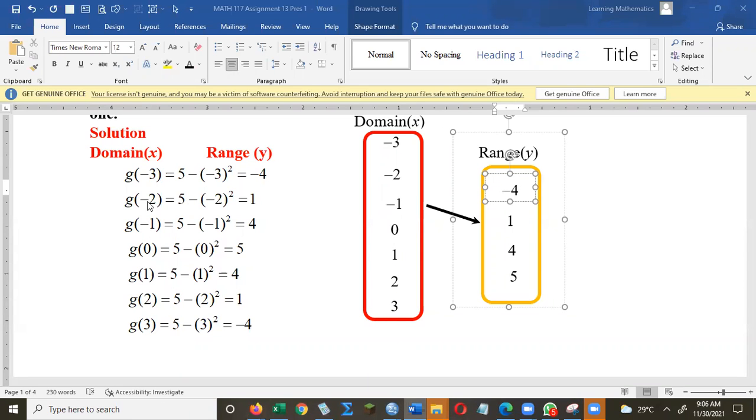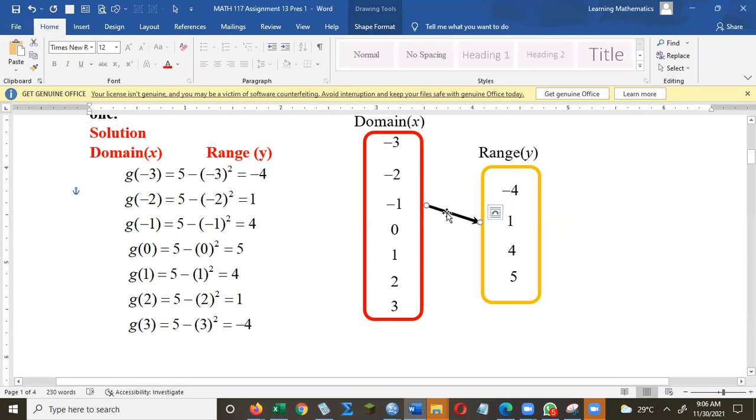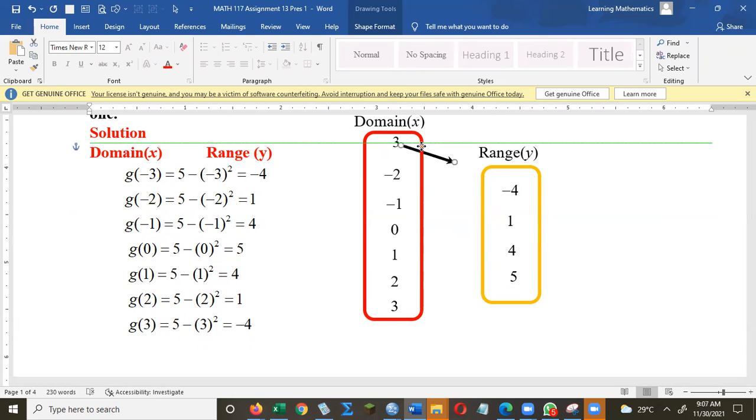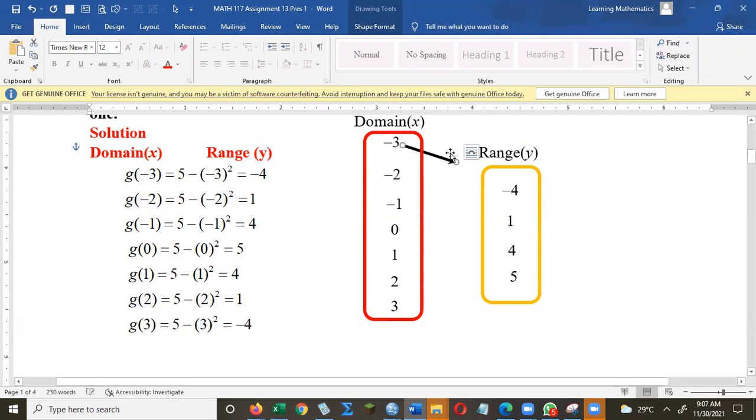Right. So -3 maps onto what number? Look, the arrow is right there. I'm going to use the arrow to map. -3 maps onto what number? -3 maps onto -4. That's why they call it a mapping diagram.